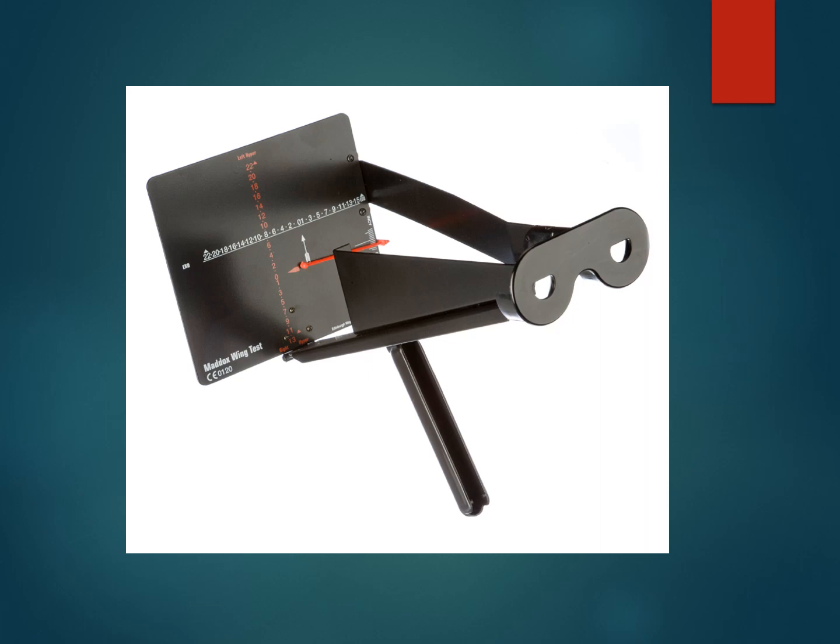This is Maddox wing test. This test is used to detect phorias for near. Right eye sees the arrows and left eye sees numbers. Patient is asked to see or tell the numbers which the arrows point to. In orthophorias, the numbers will be 0, 0. If the number is even, there is exophoria, and if the numbers are odd, then there is esophoria.